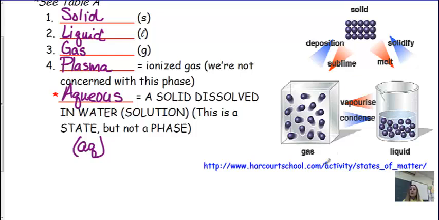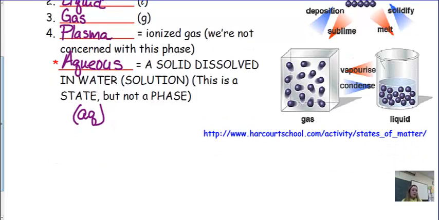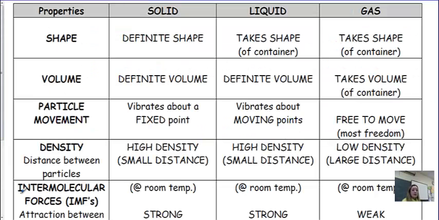When we look at this diagram, we see solids. The particles are tightly compacted, and when they melt, they become a little more spread out into a liquid, and then they vaporize, or evaporate, into a gas, and the particles are all over the place, in random motion. Then let's look at our properties.